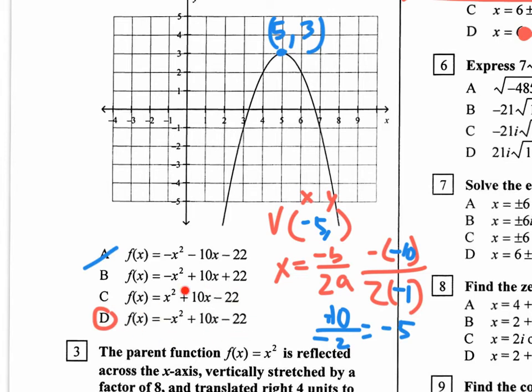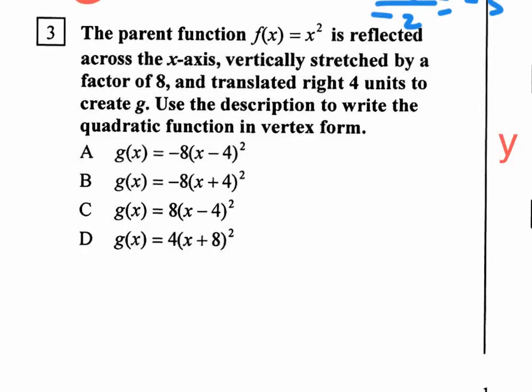Because this one will also give you the x value of 5, but it won't be opening down because the a value is positive. It should be negative. On to number 3, the parent function f of x equals x squared. That's a regular parabola that has a vertex at 0, 0. It's reflected across the x-axis, vertically stretched by a factor of 8, translated right 4 units to create g. Use a description to write the quadratic function in vertex form.